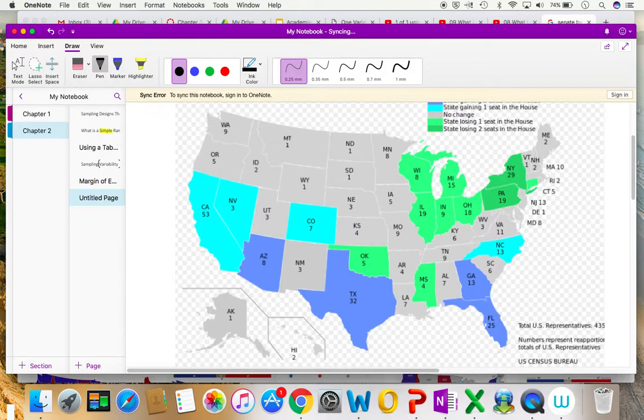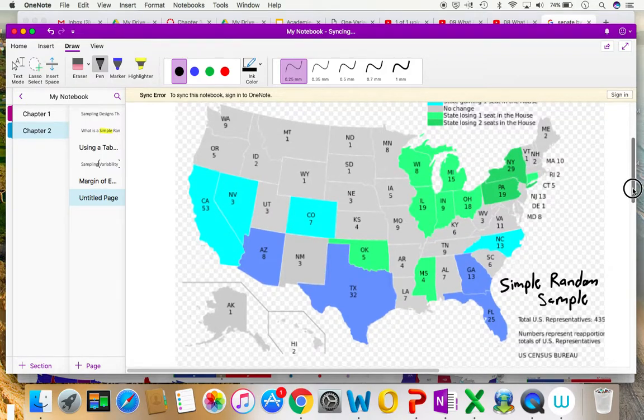These numbers are all proportional, again, not to the size of the state, but to the number of people in the state. So when I think of the House of Representatives, I think of a simple random sample where everybody has the same chance of being selected, and our sample is very representative of my population. That's what the House of Representatives is intended to do.